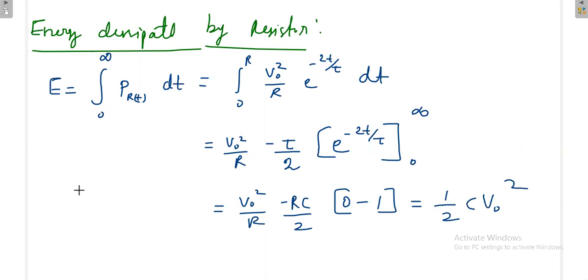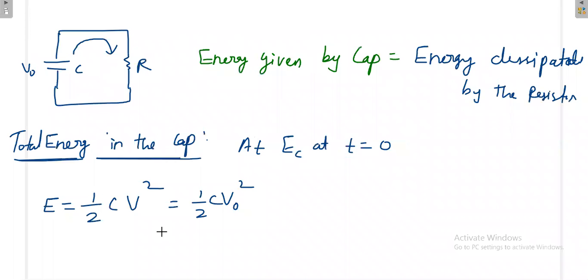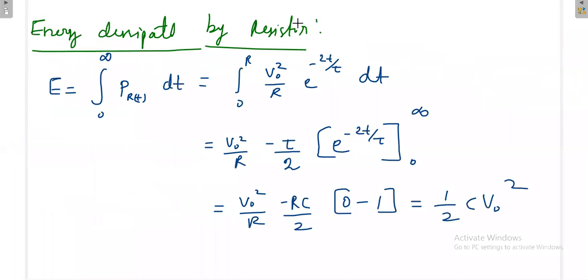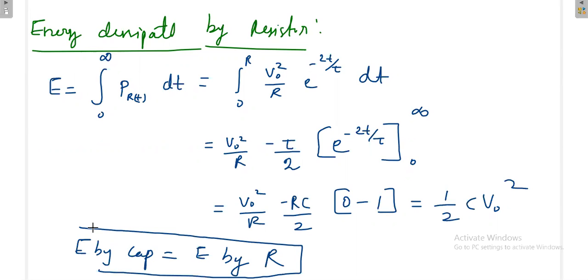So again we are proving that the energy dissipated by the resistance over a period of time from 0 to infinity is the same as the energy initially present in the capacitor. Energy given by the capacitor is equal to energy dissipated by the resistor. Both are the same. Next we'll go to the RL circuit.